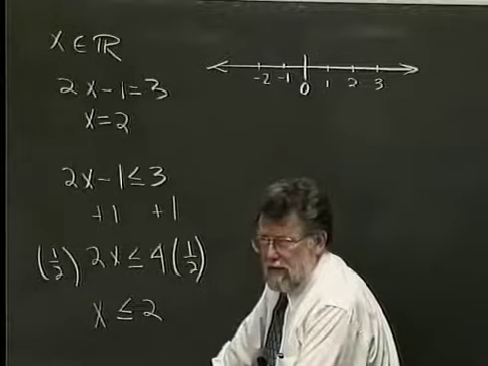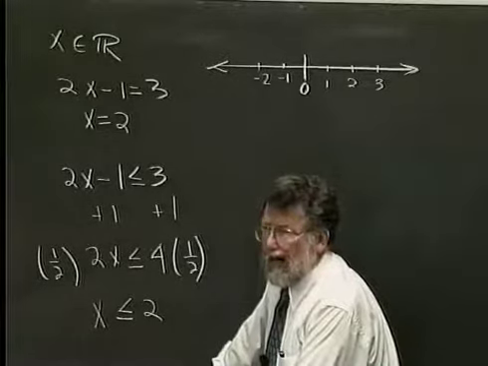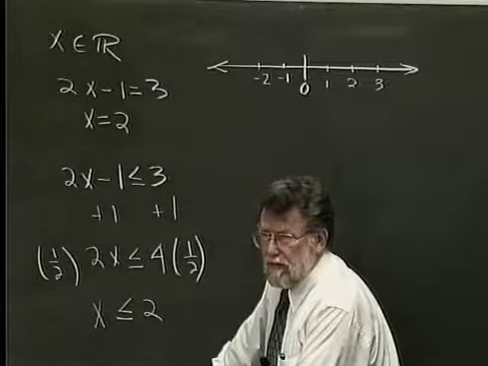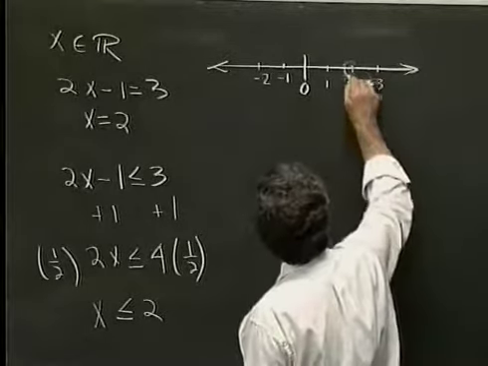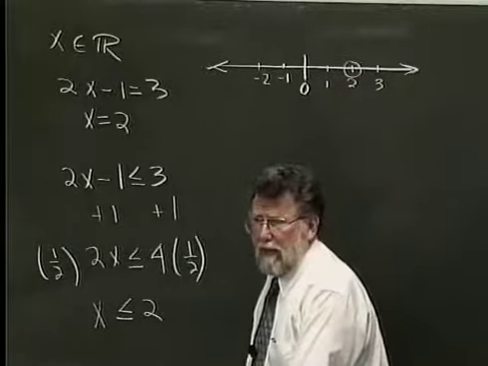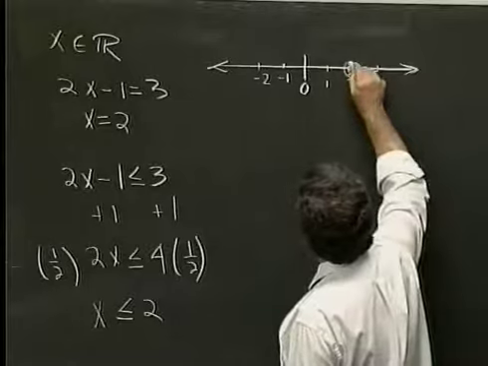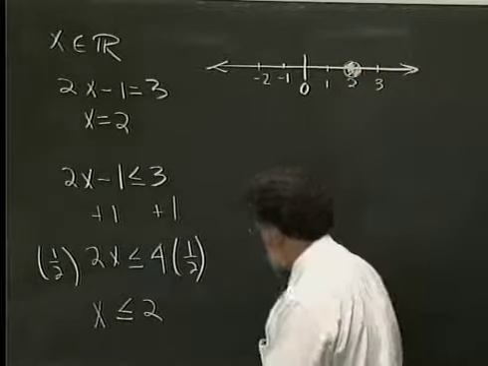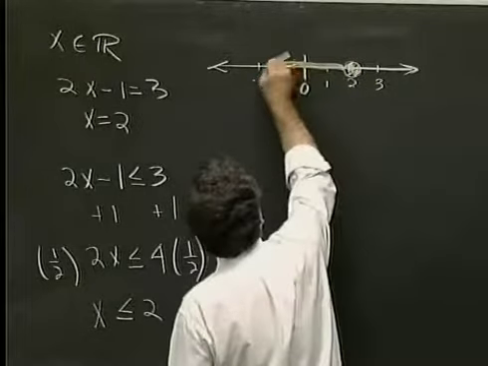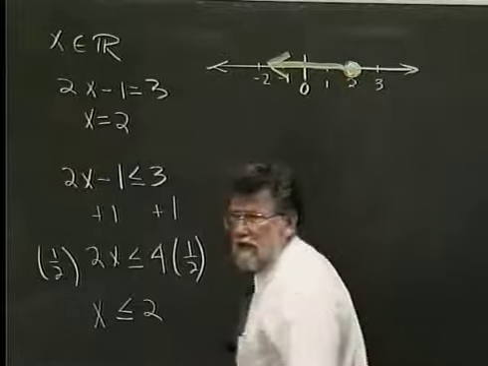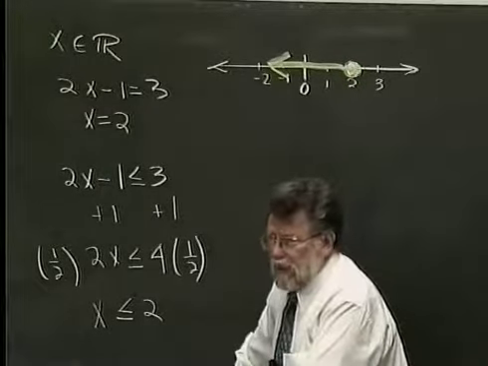Now that is a statement that says anything to the left of 2 or at 2 is a solution. So we oftentimes show the solution set on the number line where I circle the 2, I fill in that circle because 2 is included, and then I'm going to what? Do something on the number line that indicates to you my solution set in a visual way.